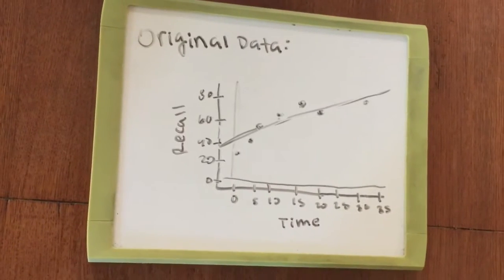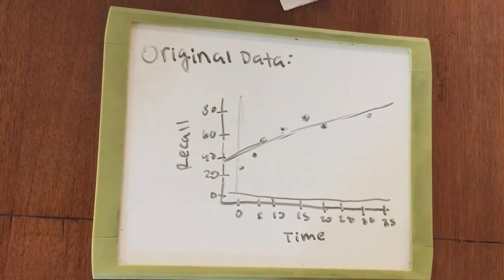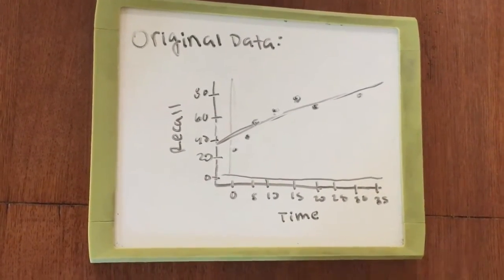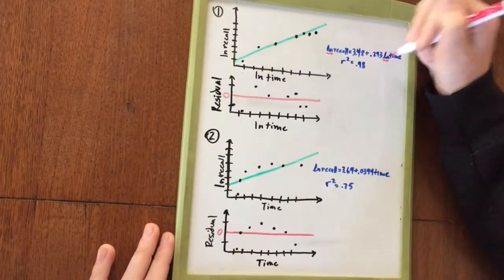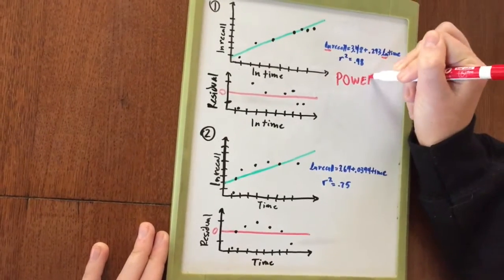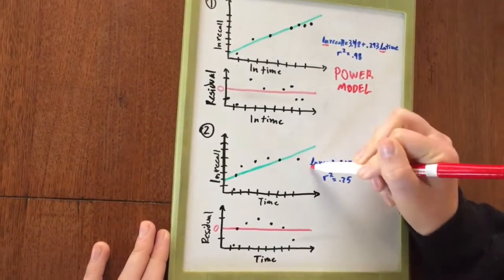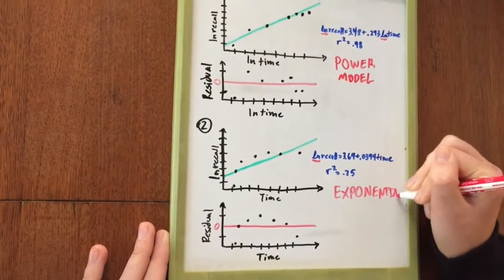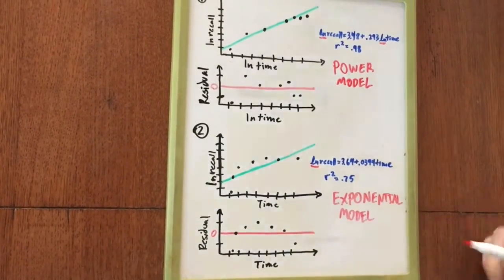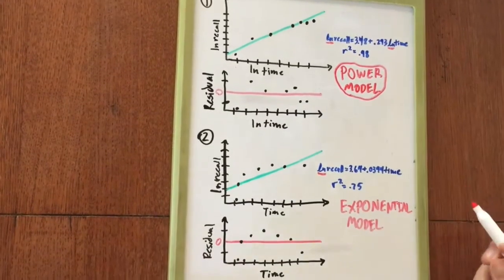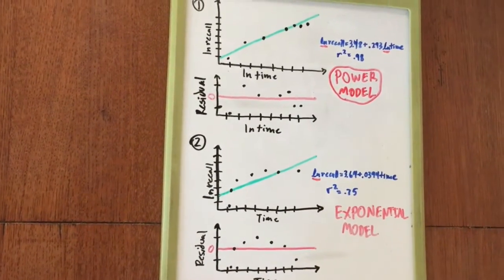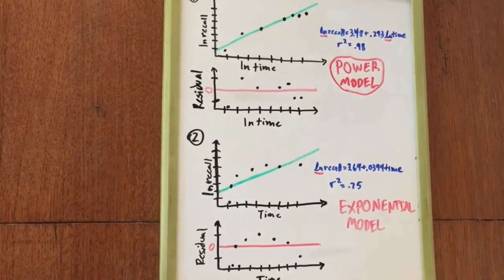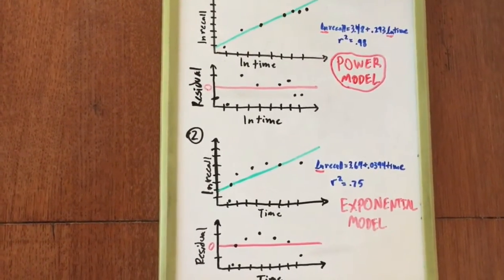There are two types of transformation for linearizing data: the power model and the exponential model. In the problem below, the original scatter plot is not linear. We perform two transformations, the exponential and the power model. We know that graph 1 is the power model because there are natural logs on both sides of the equation. And the second graph is the exponential model because there is only one natural log on one side of the equation. We can tell that the power model is a better model for linearizing the data because the residual plot is a random scatter and the scatter plot is roughly linear.